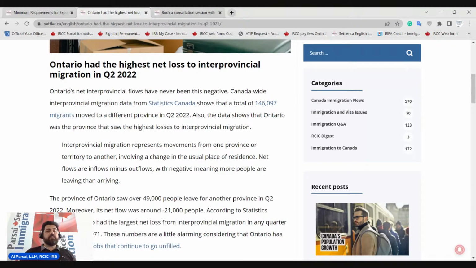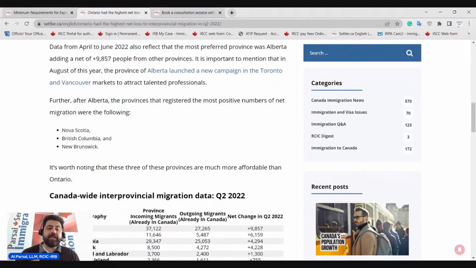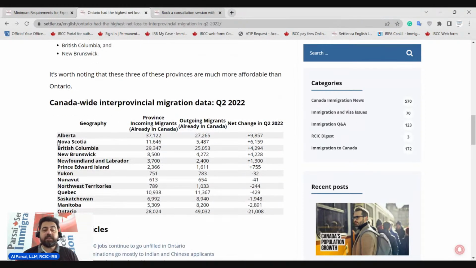This has been for so many reasons. I don't want to go into the details of it, but the provinces that have had net gains in the past few months have been Nova Scotia, British Columbia, and New Brunswick. Also, as I mentioned, Alberta is number one on the list because Alberta has started a huge campaign to encourage new immigrants to move to Alberta, and also internal migration between provinces to Alberta. So right now, Alberta, as you can see, is on the top of the list, followed by Nova Scotia, British Columbia, and New Brunswick.